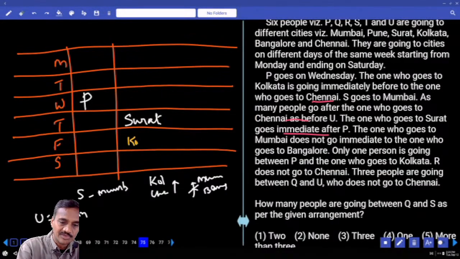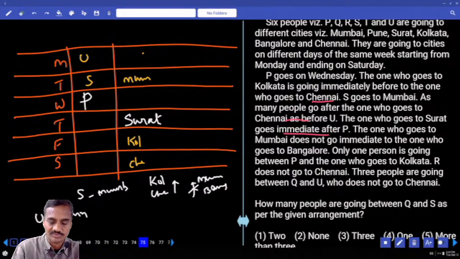Kolkata can be here, or Kolkata can be here. There are 2 possibilities. If Kolkata is here, Chennai must be here, isn't it? And U and Chennai must be equidistant, so U must be here. And if U is here, S is from Mumbai, and S and Mumbai must be at this place. Are you getting this or not? Then Mumbai and Bangalore cannot be adjacent, so Bangalore cannot be here, hence Bangalore must be here.